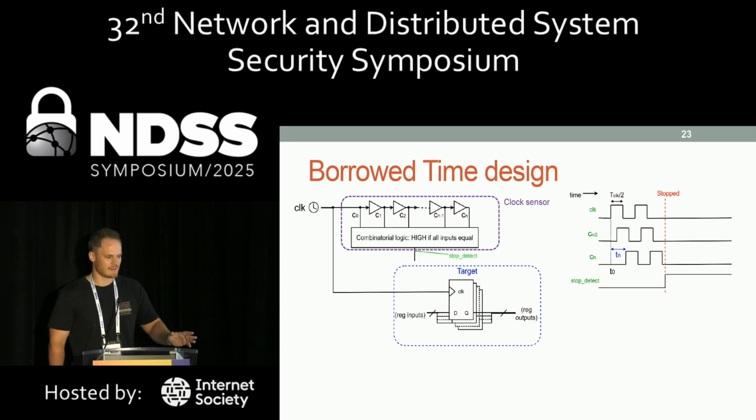The clock sensor circuit takes in the clock signal and passes it through a chain of delay elements. So every delay element will take the same signal, time shift it, and you'll create another tap on this delay chain. So on the right here, we've got a timing diagram that shows 3 of these taps.